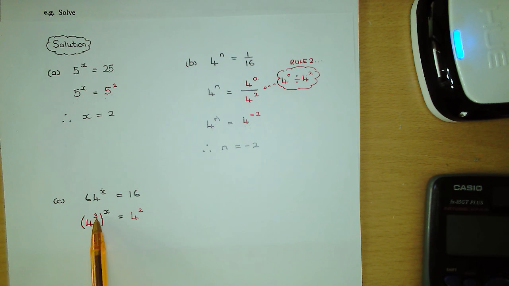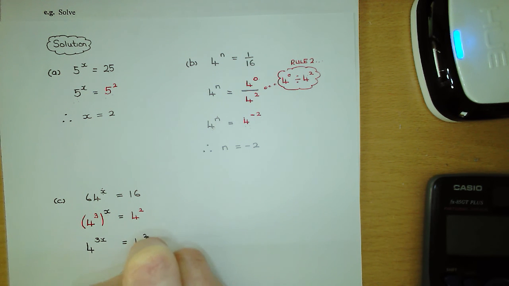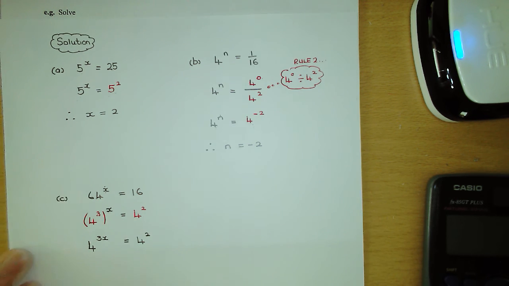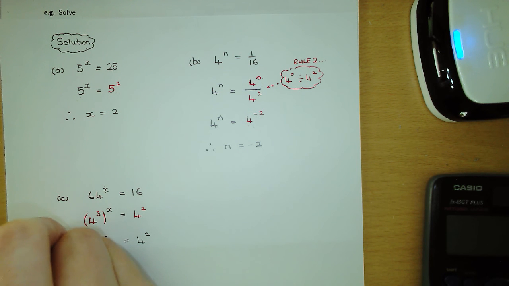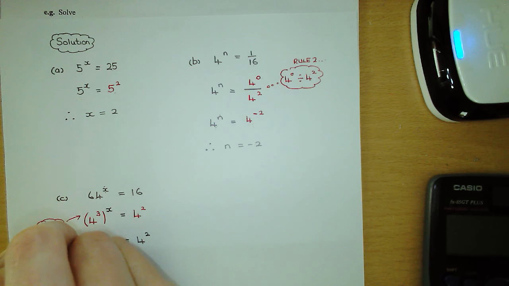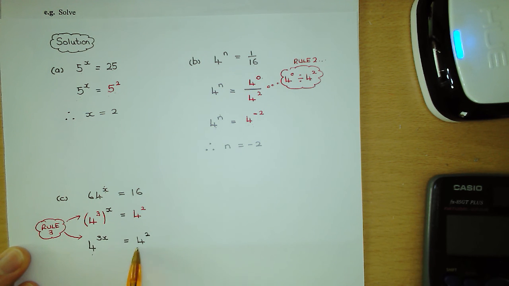So the next thing is we have to deal with this inner and outer power. Now that's indices rule 3. If there's an inner and an outer power, you multiply them. So that's going to give us 4 to the power 3x, and then that's equal to 4 to the power 2. Now that we've only got one base on each side and they're exactly the same, now we can equate the powers. So therefore, 3x must equal 2.